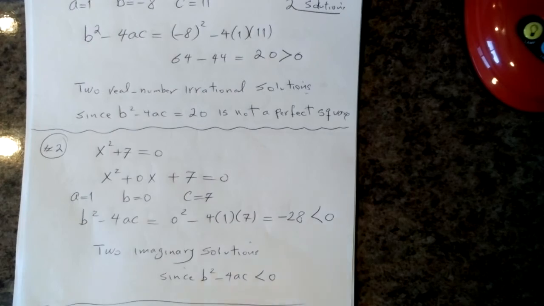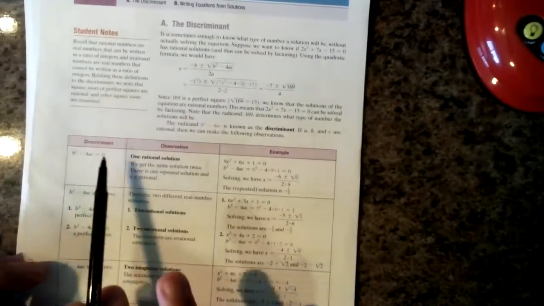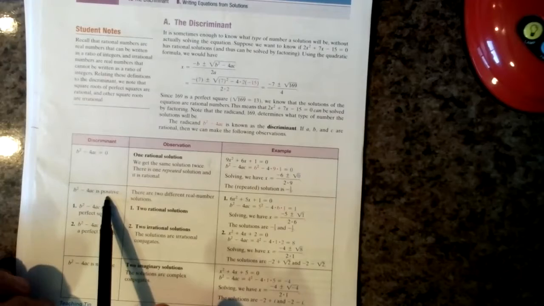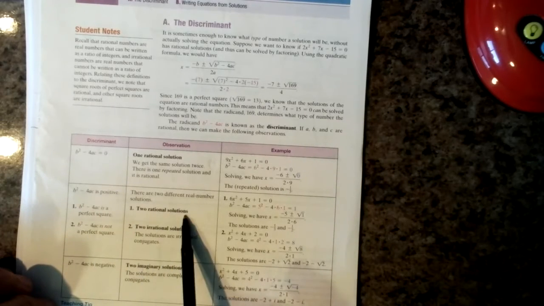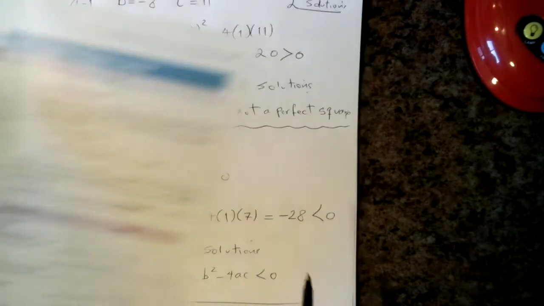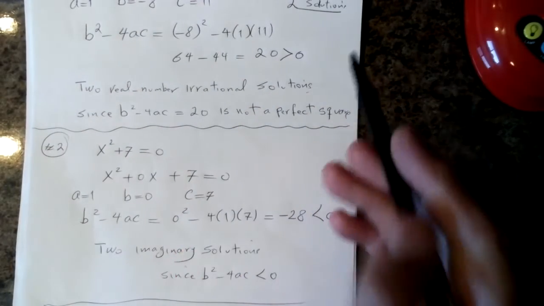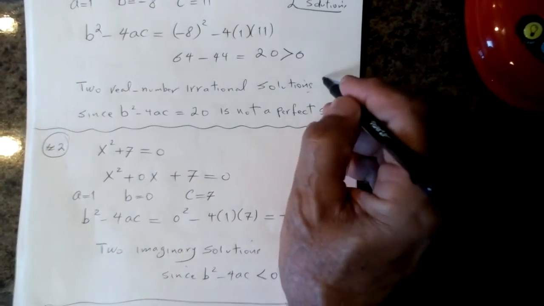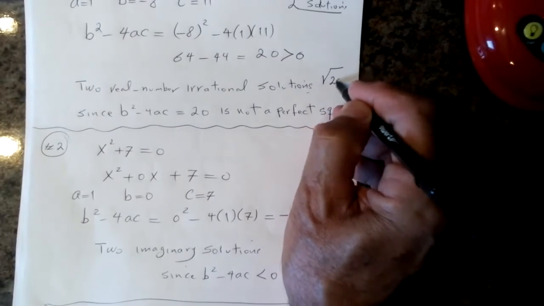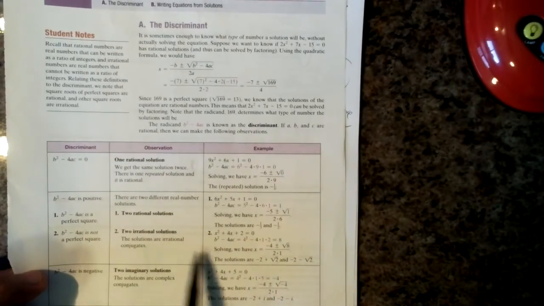If b squared minus 4ac is positive, it depends. You either have two rational or two irrational. Two irrational is when you're dealing with a radical. Here we are dealing with a radical, right? Because it's radical 20. So that's why when you're dealing with the radical, it's irrational.